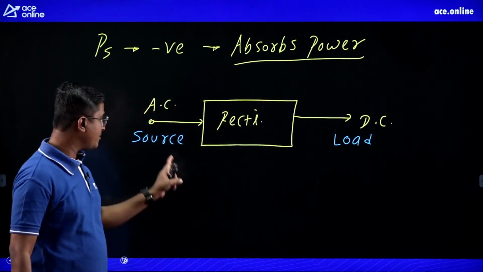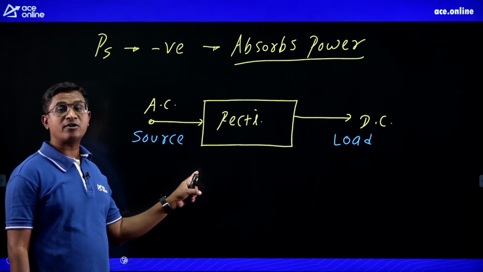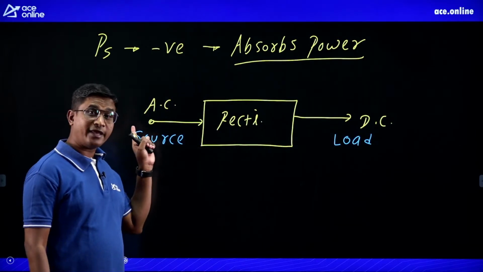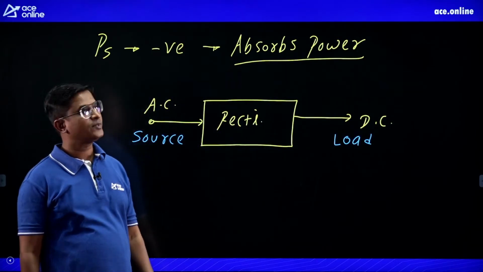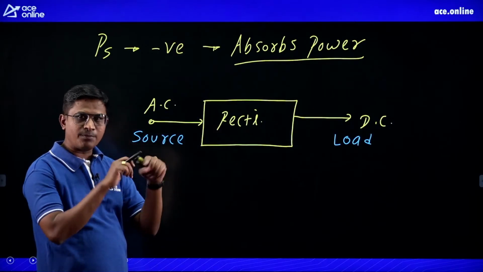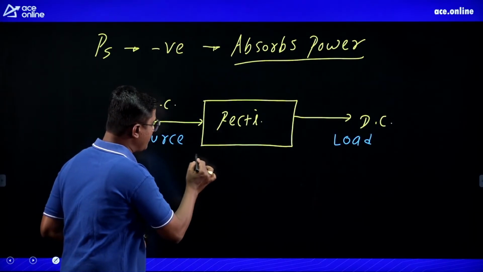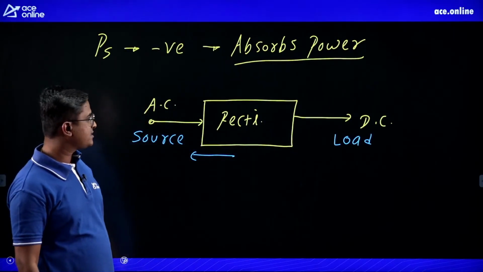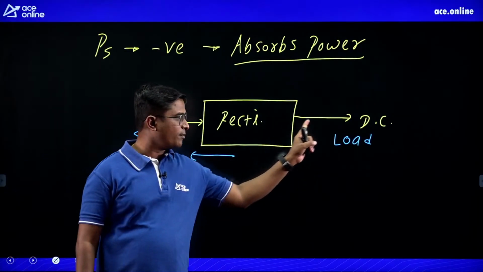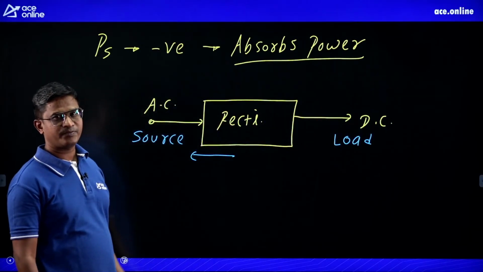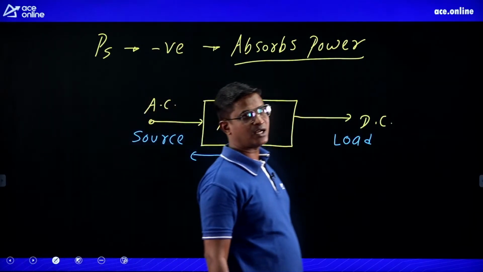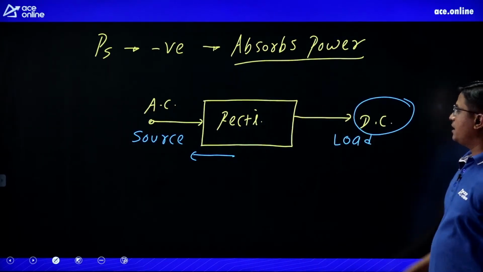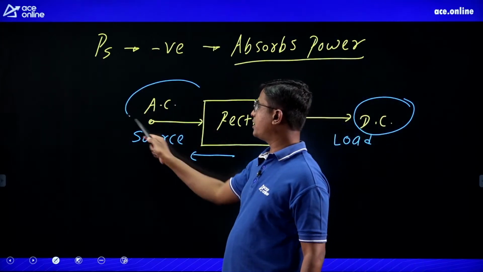My source is absorbing the power, so is my power flow from the DC side to the AC side or from the AC side to the DC side? If my source is absorbing the power, my power flow is from the load towards the source, right? Means the power flow is from the DC side to the AC side. Indirectly, this is acting as a source and this is acting as a load now.